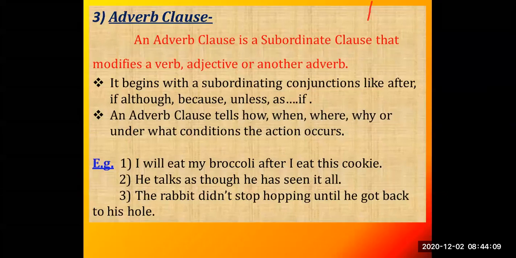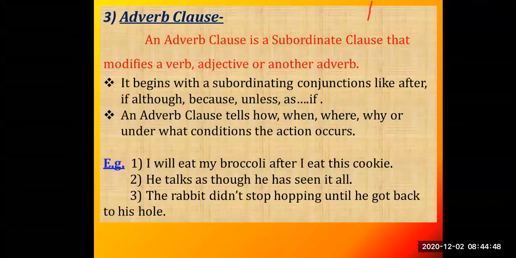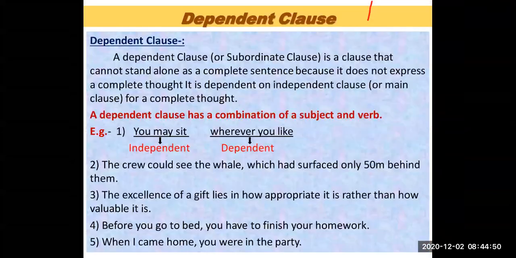Then an adverb clause is a subordinate clause that modifies a verb, subject, or another adverb, and it begins with subordinating conjunctions like after, if, although, because, unless, as if. It tells how, when, where, why, or under what condition the action occurs. And the examples we have discussed, two examples of noun clause, two examples of adjective clause, and two examples of adverb clause. So here we have completed the topic of dependent clauses and its types.